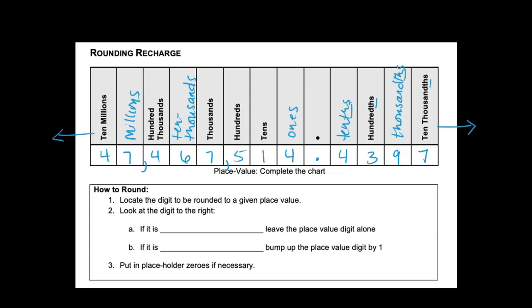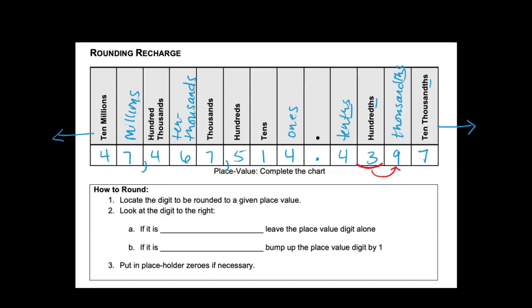And so how do we round? Let's say, for example, that I asked you to round this number to the hundredth place. The first thing is we locate our digit to be rounded. I asked you to round to the nearest hundredth place, so I locate that place value, which is where the 3 is. Step 2 is I look at the digit to the right of that. So I look to the right and it's a 9. And then I'm going to do one of two things.